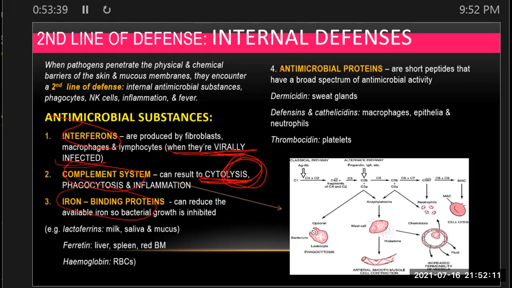We also have antimicrobial proteins. In our sweat glands, we have dermicidin. We have defensins and cathelicidins, secreted by macrophages, in the epithelia and the neutrophils, and we have thrombocidin in our platelets.